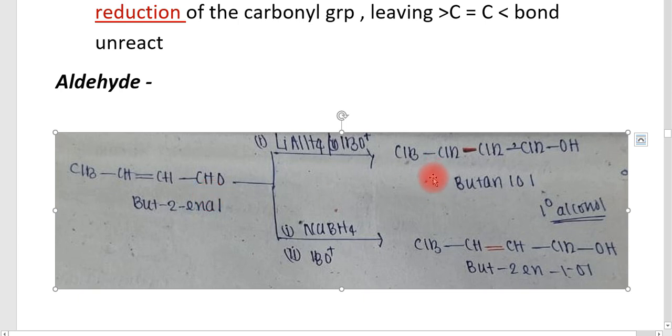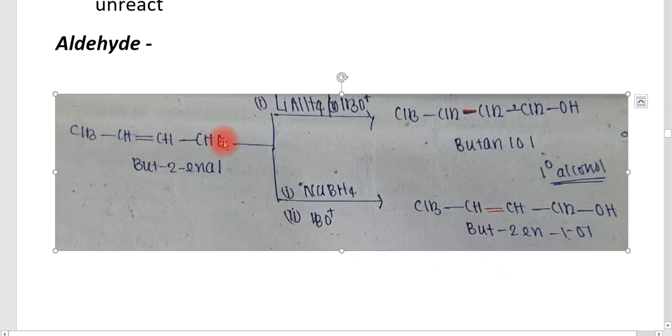That is, the product is given as CH3CH2CH2CH2OH. But if you are using sodium borohydride as a reducing agent, only the C=O, that is the carbonyl group, undergoes reduction, leaving the C=C. So we can see that sodium borohydride can be used for the selective reduction of C=O. The C=O alone undergoes reduction to alcohol, leaving the double bond unreacted.